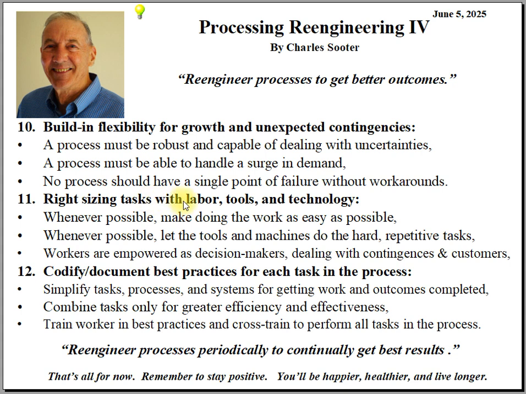Principle number 11. Right-sizing tasks with labor, tools, and technology. Whenever possible, make doing the work as easy as possible. Whenever possible, let the tools and machines do the hard, repetitive tasks. Workers should be empowered as decision makers, dealing with contingencies and difficult customers. People don't enjoy repetitive, laborious tasks, so it's best to utilize tools and technology to the maximum, where, of course, it's feasible and affordable. The better and more capable the tools and reliable the machines, the fewer the chances of human error.